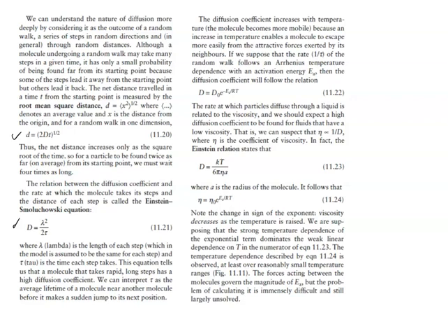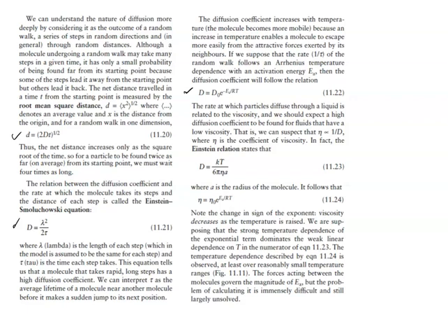If we suppose that the rate 1 over tau of the random walk follows an Arrhenius temperature dependence with an activation energy of E sub A, then the diffusion coefficient will follow the relationship below, where the diffusion coefficient will equal the initial diffusion coefficient D0 times e raised to the negative activation energy divided by RT.